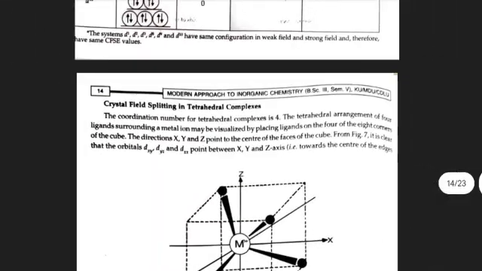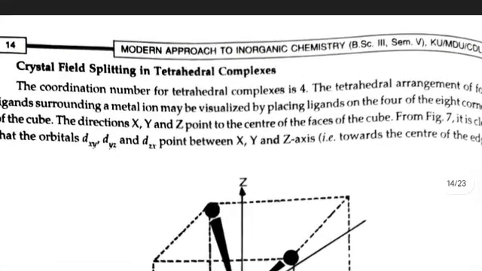Crystal field splitting in tetrahedral complexes. The coordination number for tetrahedral complexes is 4. The tetrahedral arrangement of 4 ligands surrounding a metal ion may be visualized by placing the ligands on 4 of the 8 corners of a cube.